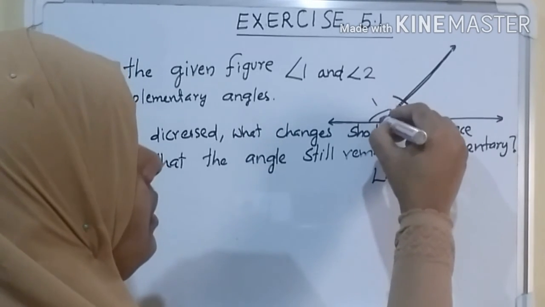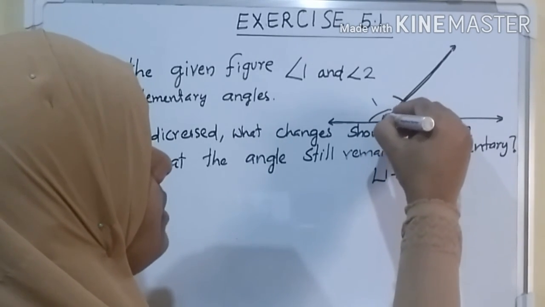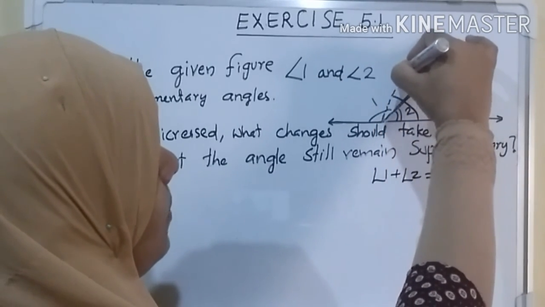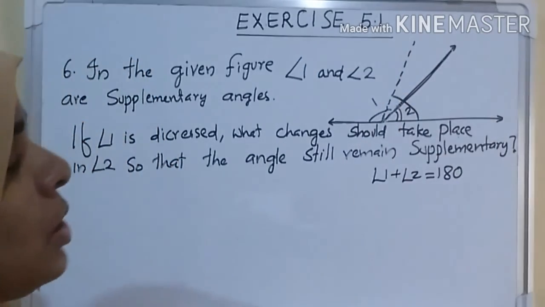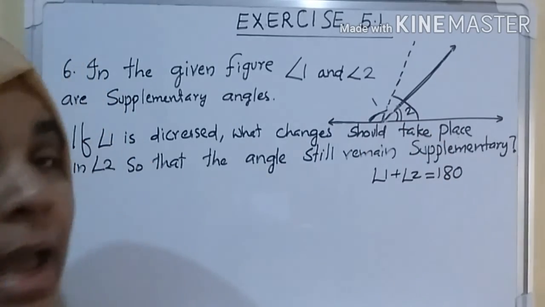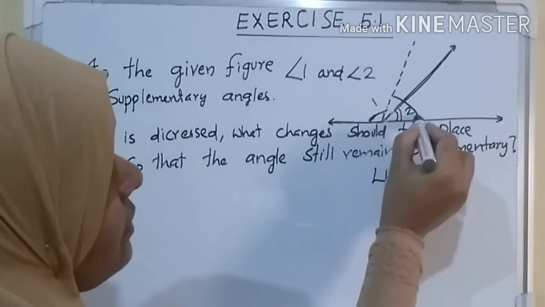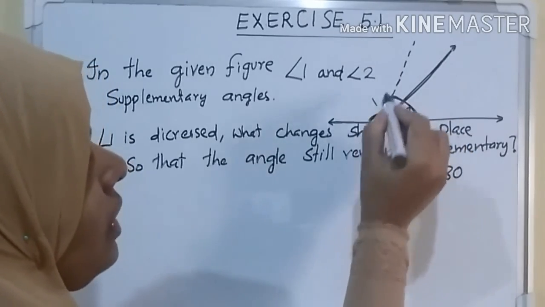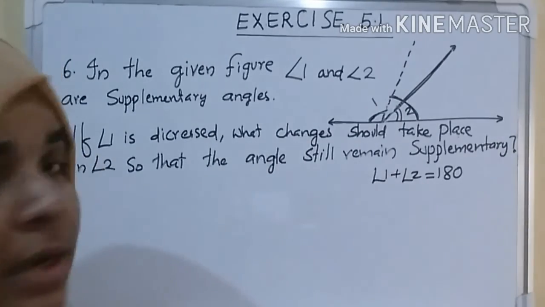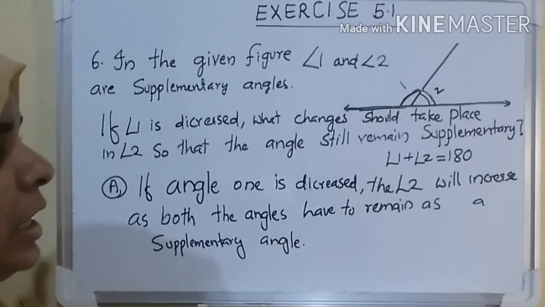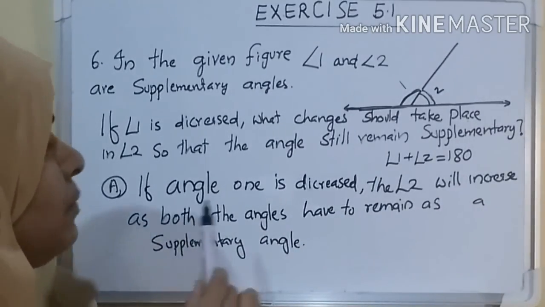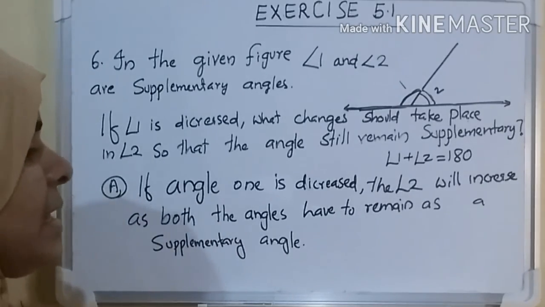Suppose angle 1 is decreased like this, here I am drawing a dotted line. Suppose angle 1 is decreased this much. What will happen to this angle 2? Yes, it will increase. Then only the angles still remain supplementary. So what will we write in this answer? If angle 1 is decreased, angle 2 will increase, as both angles have to remain supplementary angles.